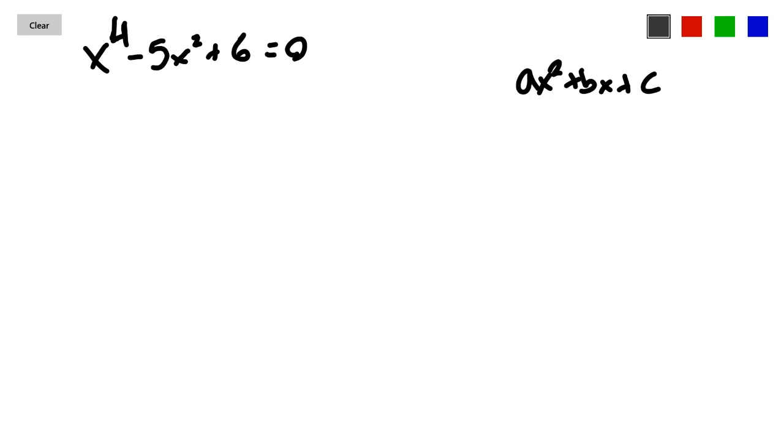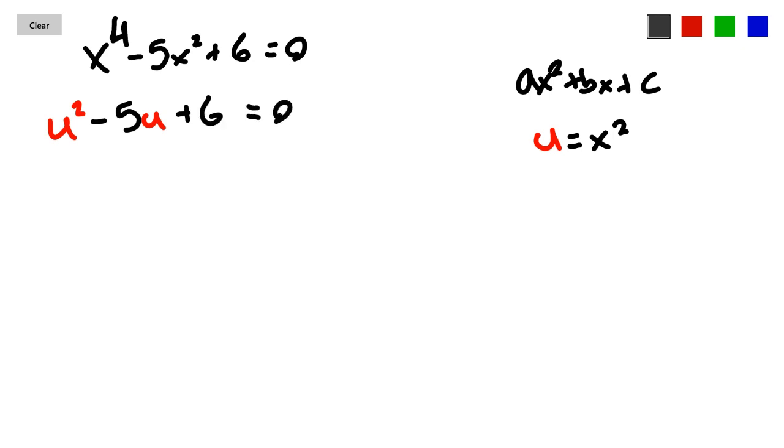So what I can do is make the substitution that u is equal to x squared. And when I do that substitution, what I end up with is u squared minus 5 times u plus 6 is equal to 0.